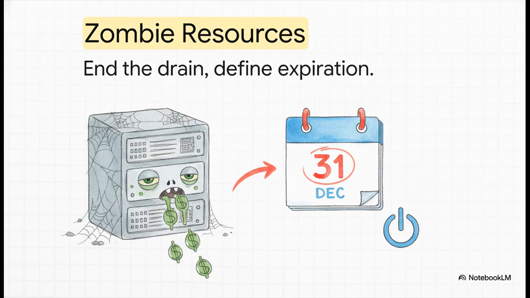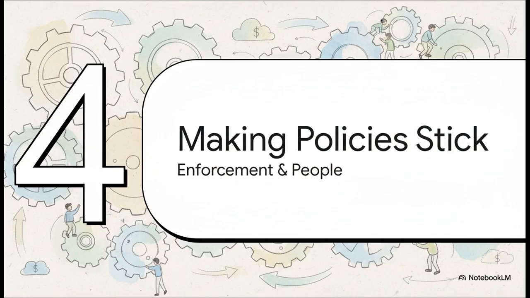Come on, we've all seen them. Those little experiments from 2 years ago that were never shut down and are still quietly adding to your bill every single month. By making sure every resource has a planned expiration date, you ensure temporary projects don't become permanent expenses. Okay, so creating the rules is step 1, but making them stick in the real world, where people are busy and projects are urgent, that takes a little more thought.